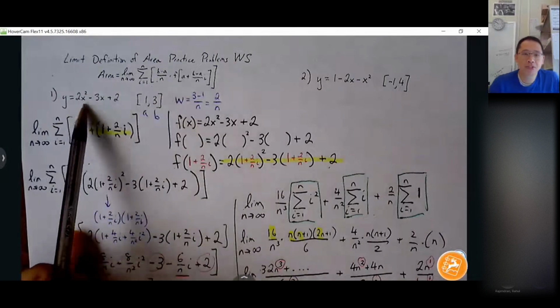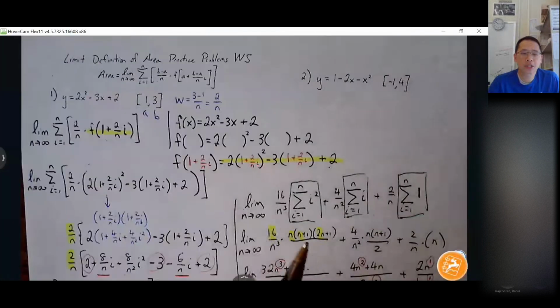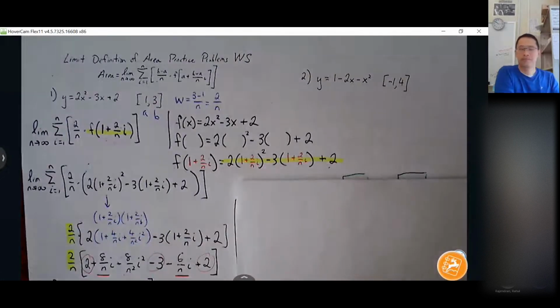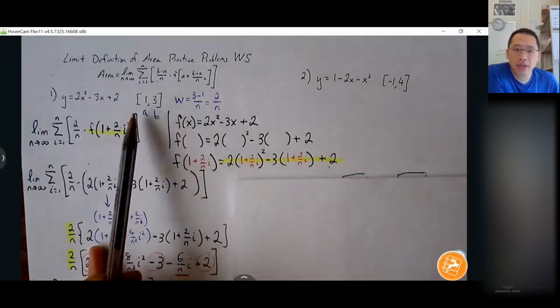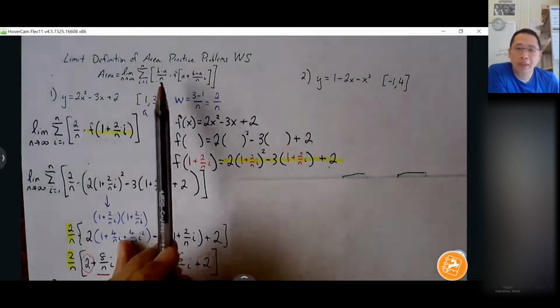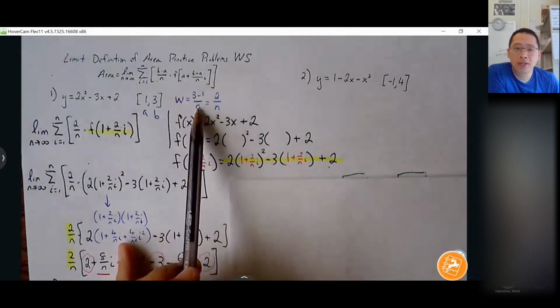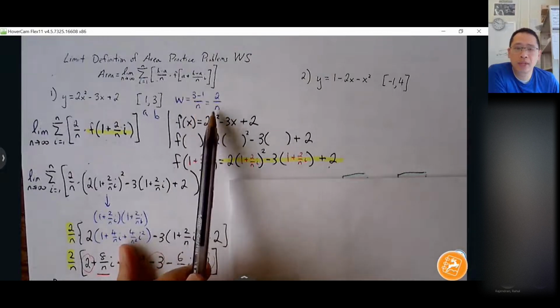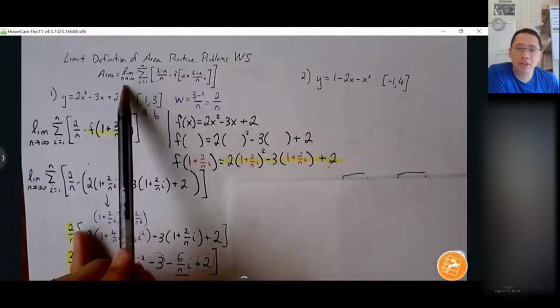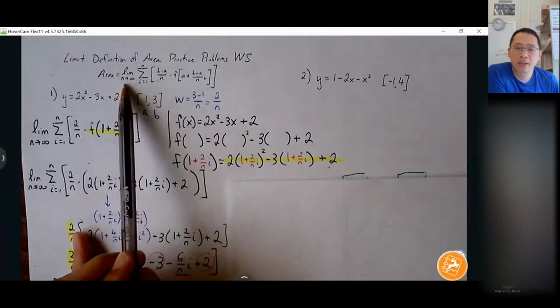All right, so here's our function, 2x squared minus 3x plus 2. Bounds are provided as 1 and 3. That's our a and b value. So the first thing we need to do is to establish that width. So the width is b minus a over n, 3 minus 1 over n, which is 2 over n. We're holding on to n because we don't want to just be stuck with 2 or 4 or 8 rectangles. We want to push that n out to infinity, but that's not going to happen until the very end. So we're going to hold on to the n variable until the very end.